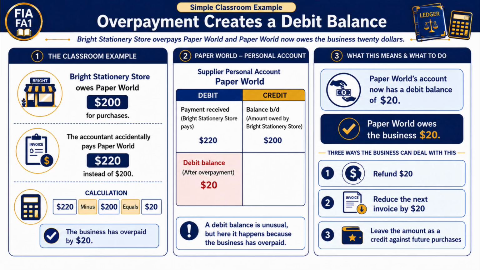The business can deal with this in different ways. Paper World may refund $20. Paper World may reduce the next invoice by $20. The business may leave the amount as a credit against future purchases.